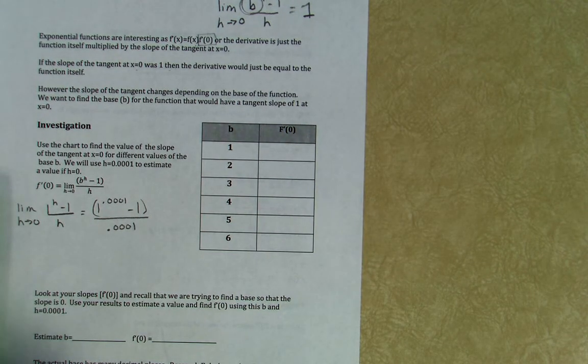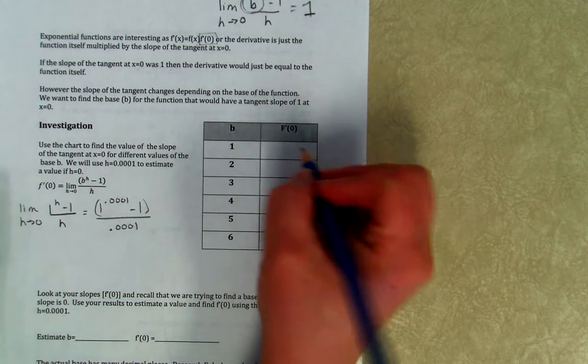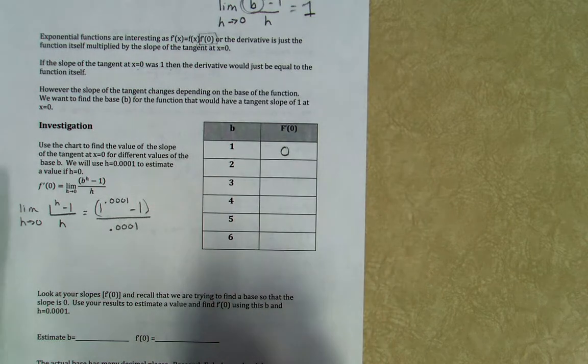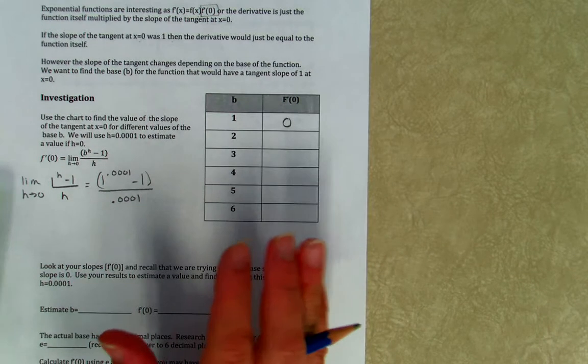So 1 to the exponent 0.0001 minus 1 equals, divided by 0.0001, and it's giving me an answer of 0. It's not quite 0, but I'm going to go with it.